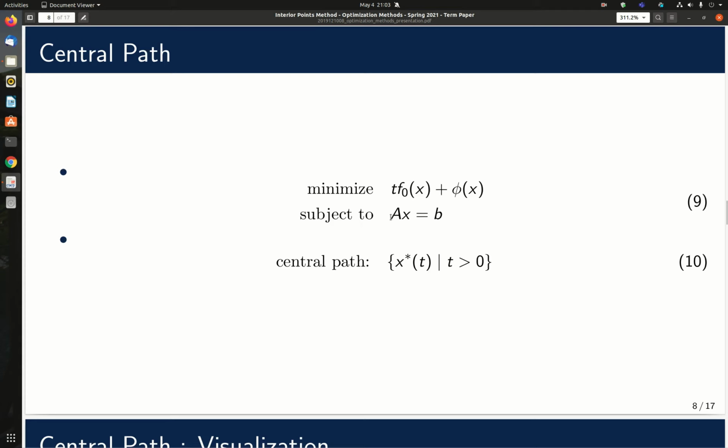Now we are defining the notion of a central path. This objective function is now parameterized by t, and therefore the central path, the optimal solution, is going to be determined by this value of t. The central path is defined like this: x star of t such that t greater than 0 will be the central path of this optimization problem.